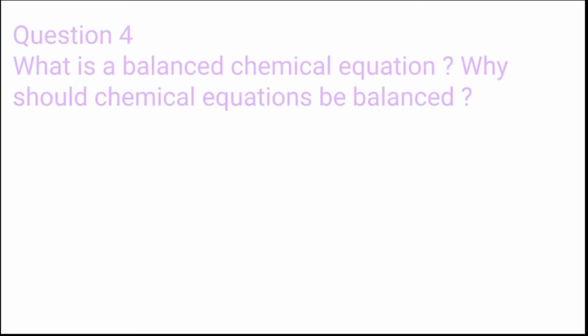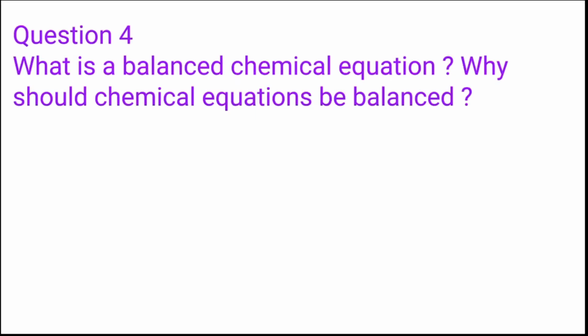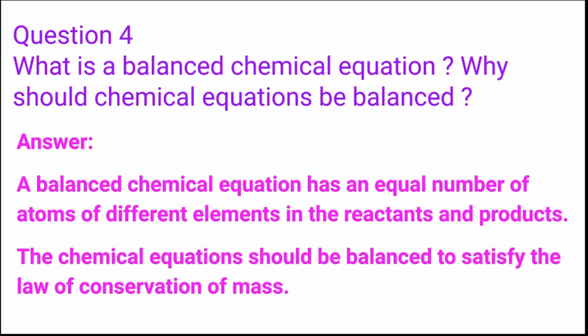Question number 4. What is a balanced chemical equation? Why should chemical equations be balanced? A balanced chemical equation has an equal number of atoms of different elements in the reactants and products. The chemical equation should be balanced to satisfy the law of conservation of mass.